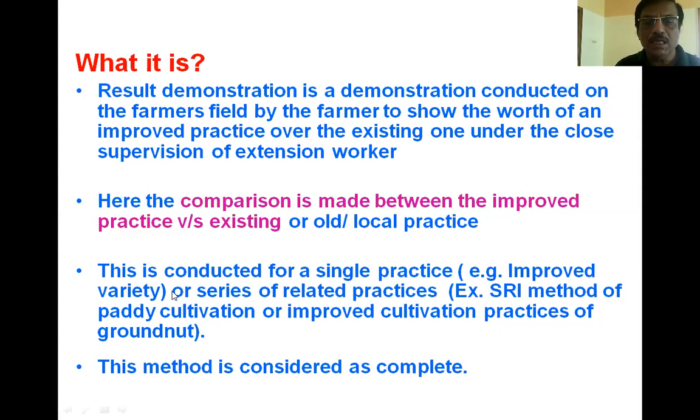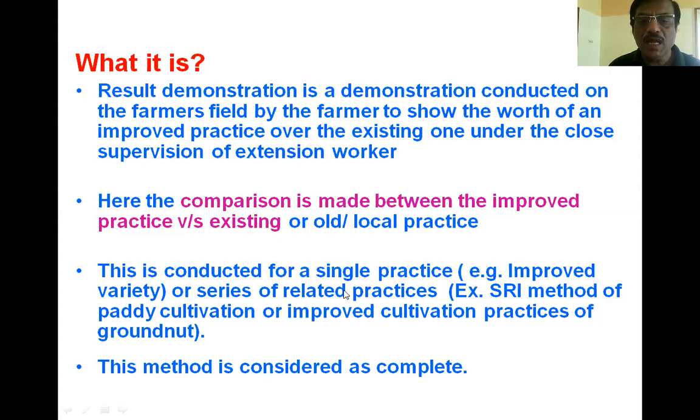This is conducted for a single practice. The result demonstration is conducted for showing the results of a single practice, for example, variety. So other things are kept constant. You are comparing only variety. All the practices are followed as per the farmer's practice. Only variety. You are comparing existing variety and improved variety. That is conducted for a single practice, for example, improved variety.